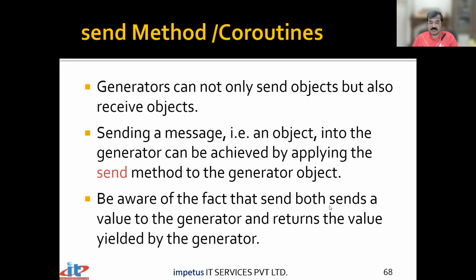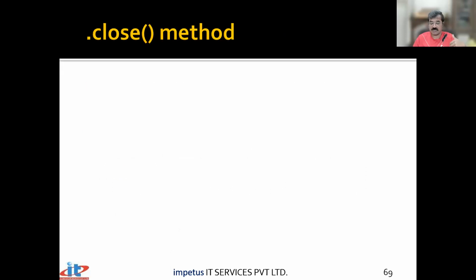The special thing is that send sends a value to the generator and also returns a value yielded by the generator. So when I send a value to a generator, it will take that value, but it will also return a value after you have given a call to send. So send is special because it sends the value to the generator and also acts as a mechanism from where it will return the value from the generator. Both things happen where the send method is called.